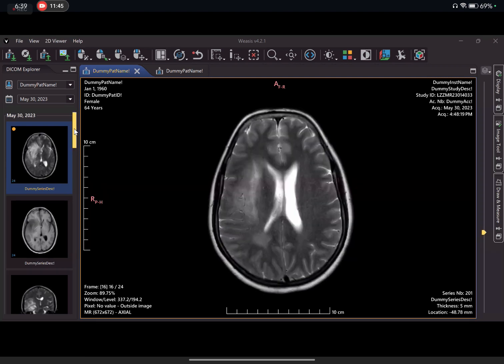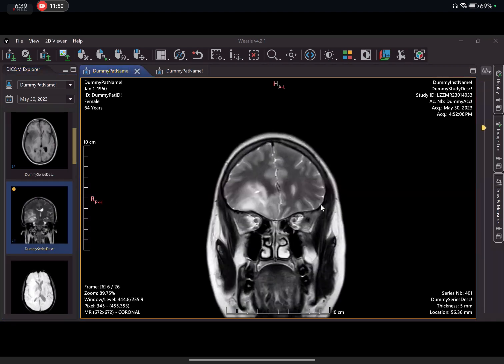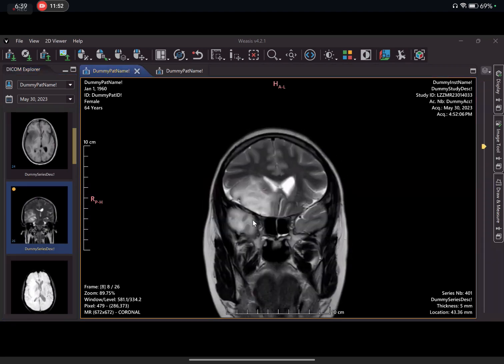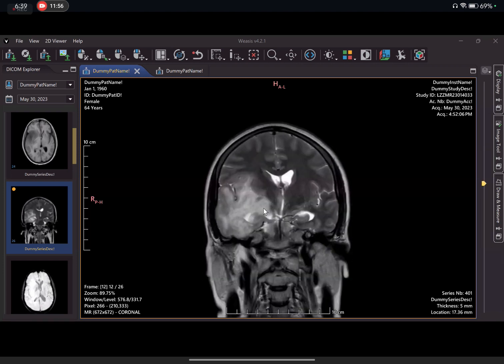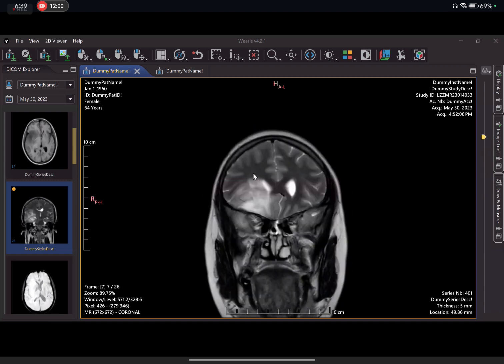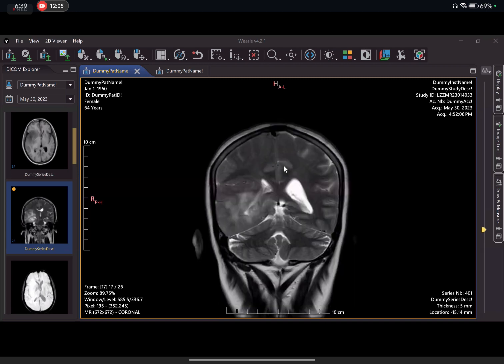So for your convenience, since you told that you are used to looking at coronal images also, this is the basifrontal, this is the temporal, some part of the insula is involved. So basically the temporal lobe and some part of the basifrontal lobe is the area of involvement. There is no involvement of the parietal lobe. So this is strictly a frontotemporal lesion. Okay, so your localization should be absolutely correct.